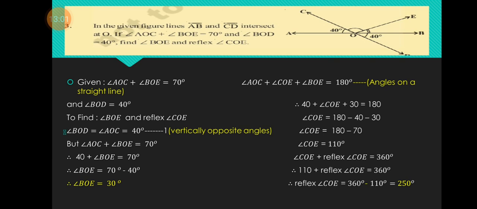So, all of you, since your lower classes you are learning, angle and its reflex angle together forms a circle, and the sum of angle and its reflex angle is equal to 360 degrees. Therefore, COE is 110. We are asked to find the value of reflex angle COE. So, reflex angle COE is equal to 360 minus 110 is equal to 250 degrees.